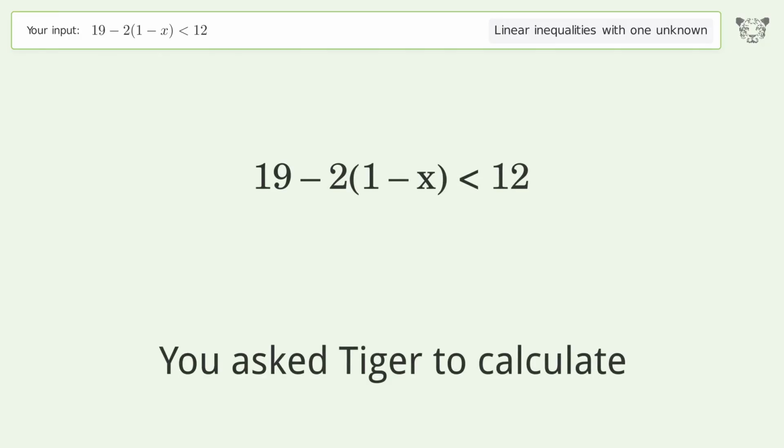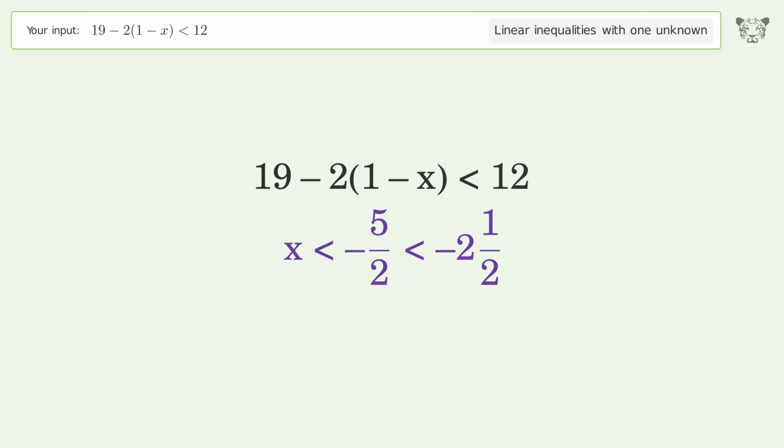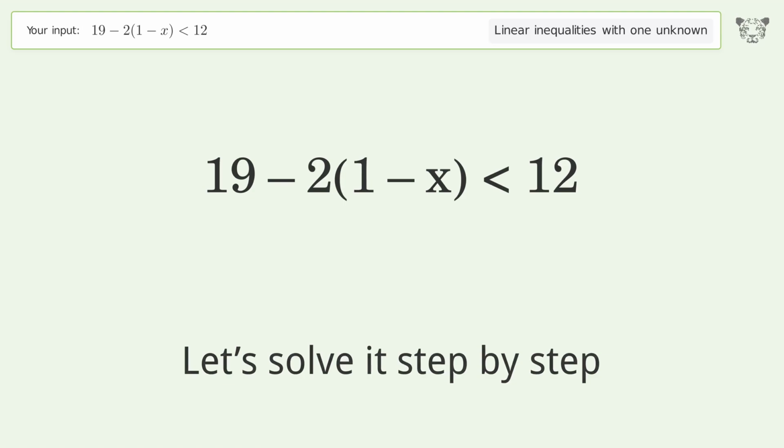You ask Tiger to calculate. This deals with linear inequalities with one unknown. The final result is x smaller than -5/2 smaller than -21/2. Let's solve it step by step.